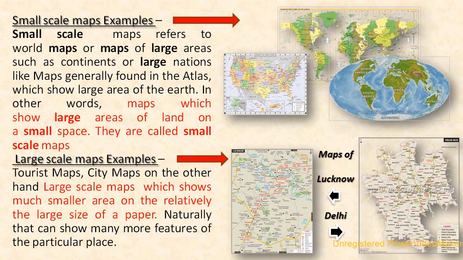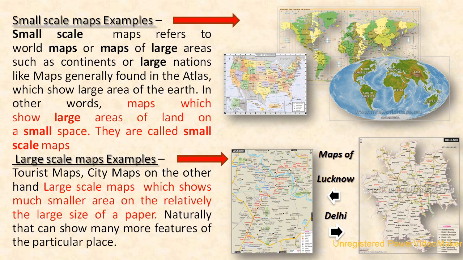On the other hand, maps which show a much smaller area on a relatively large size of paper can naturally show many more features of the particular place. Suppose, just look at the maps given on the right side of the screen. At the bottom, you will find two maps.